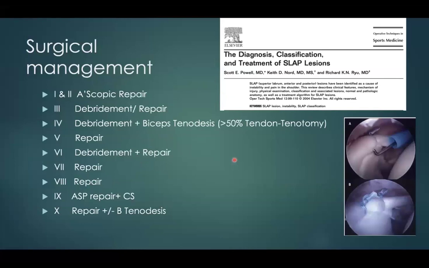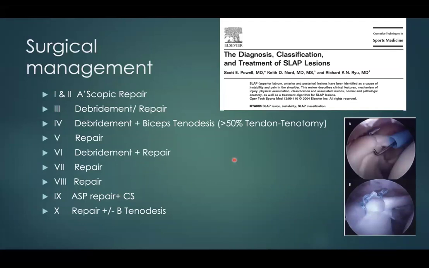The surgical management was described by Powell et al. In this article, it mainly states that for type 1 and 2, it was mainly arthroscopic repair, and for type 1 debridement would be enough. In type 3, it can be treated with simple debridement of the bucket handle portion of the biceps anchor and superior labrum. In some cases, if the labrum is not too badly frayed, the bucket handle can be repaired.